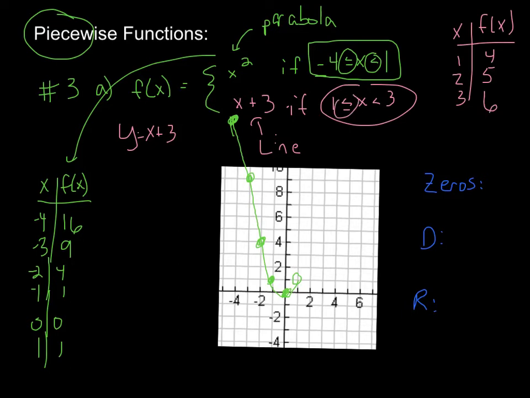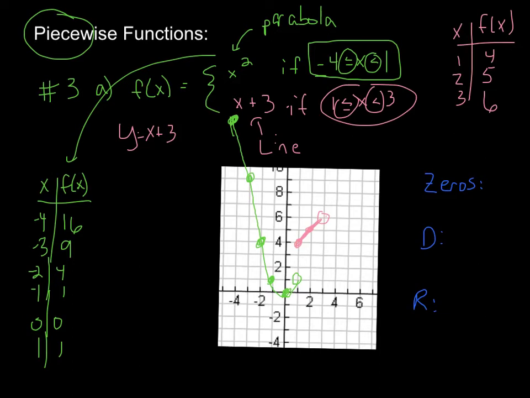Now it says include 1. So 1, 4, 2, 5, and 3, 6. But it says exclude the 3. That means that's 3, 6, you need an open circle. So there you have it. That's a piece of a line. Not the entire line. Just a piece of the line y equals x plus 3.